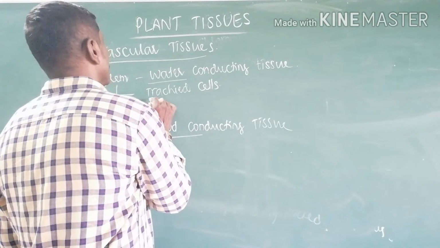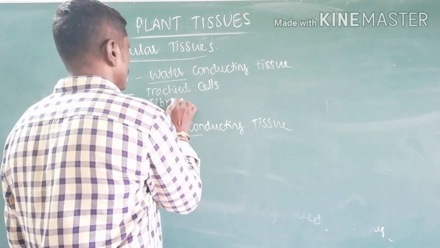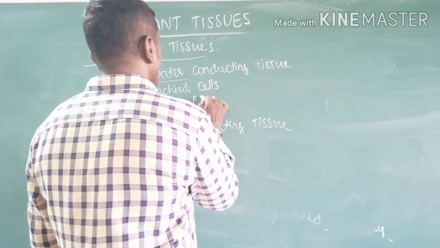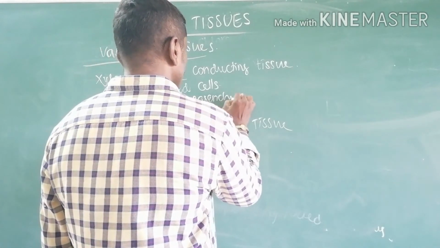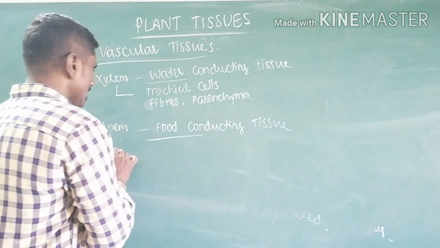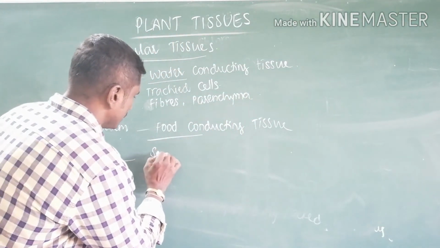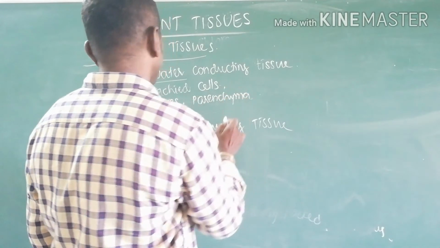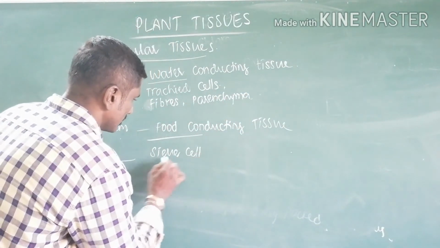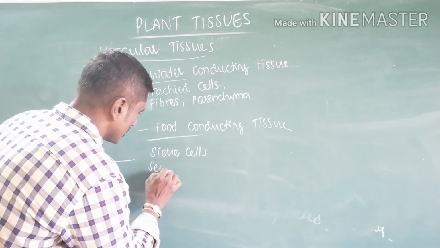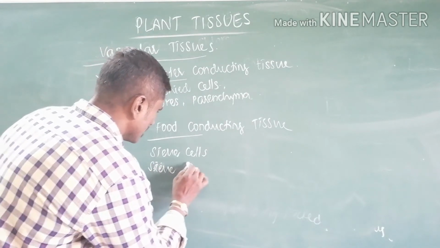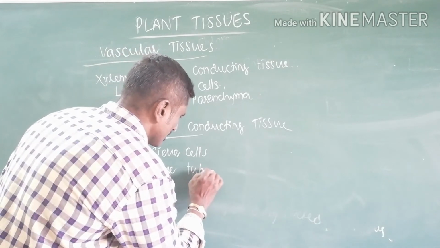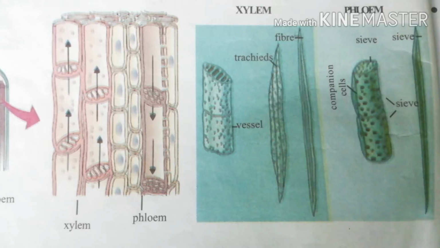And fibers and parenchyma. Whereas in case of phloem, sieve cells, sieve tubes, and fibers, parenchyma.